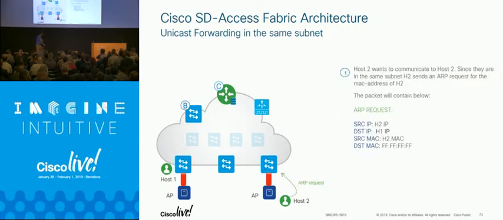Now imagine host 2 wants to talk to host 1. Since they are in the same subnet, the first thing host 2 is going to do, again going back to switching 101, is send an ARP request.